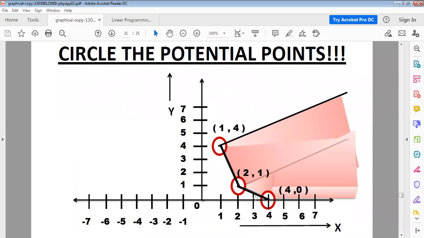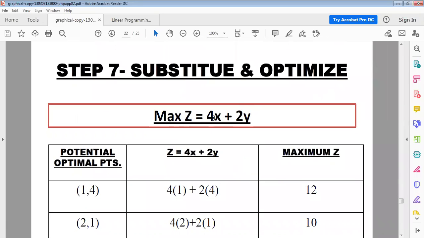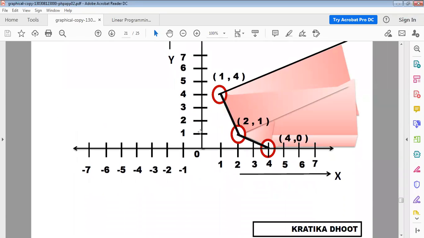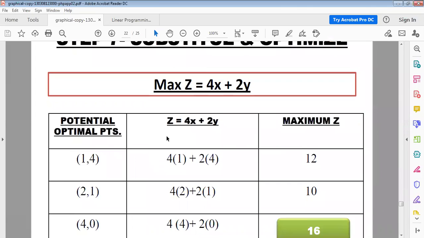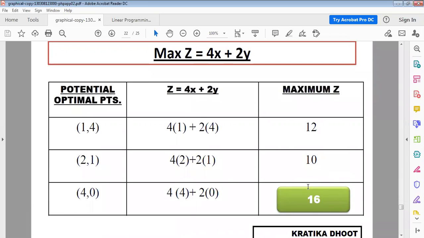Okay, we have to maximize at these three corner points. Now maximum z equals 4x plus 2y. How many points? Corner points (1, 4), (2, 1), (4, 0) from the graph. Just putting x equals 1, y equals 4 in this objective function, we get 12. For (2, 1), we get 10, and (4, 0) gives 16. Actually 16 is the maximum.